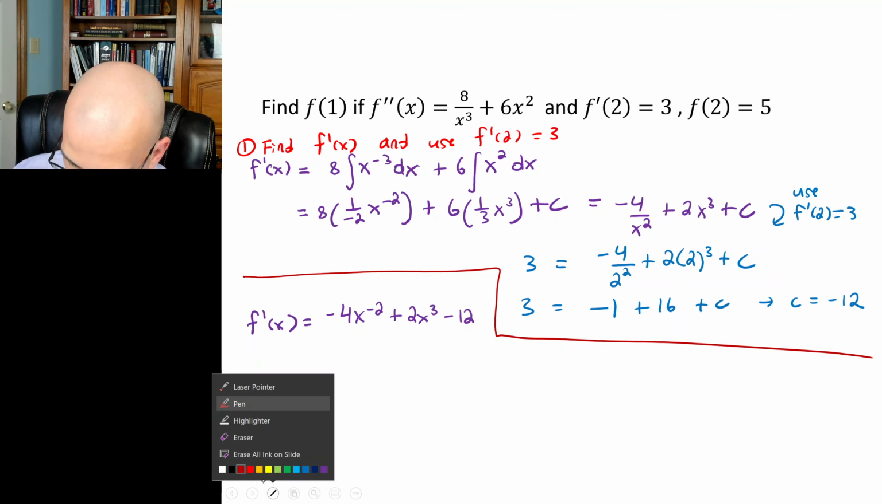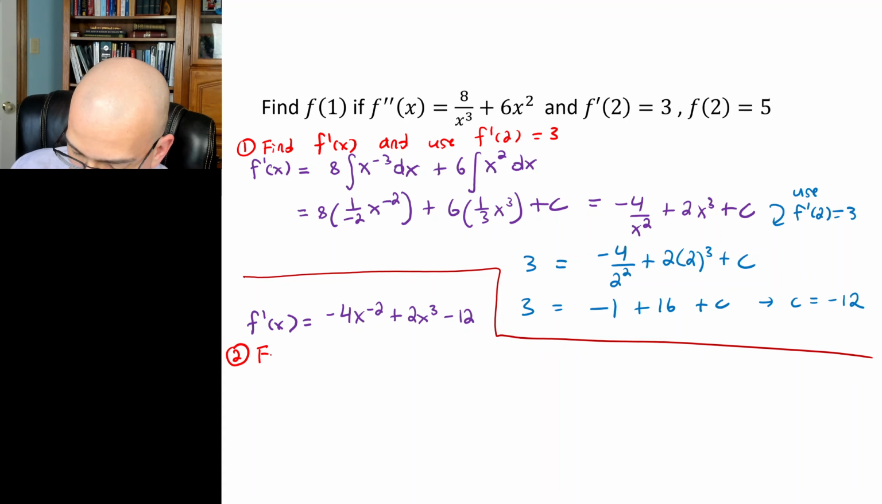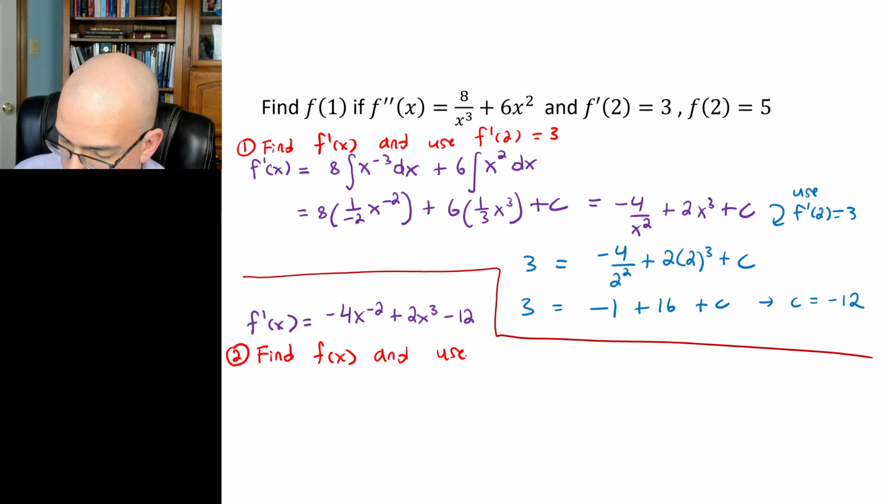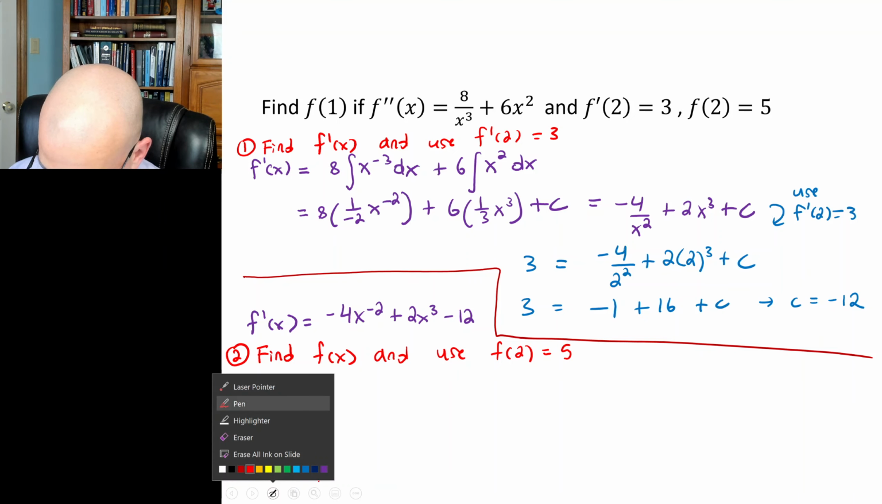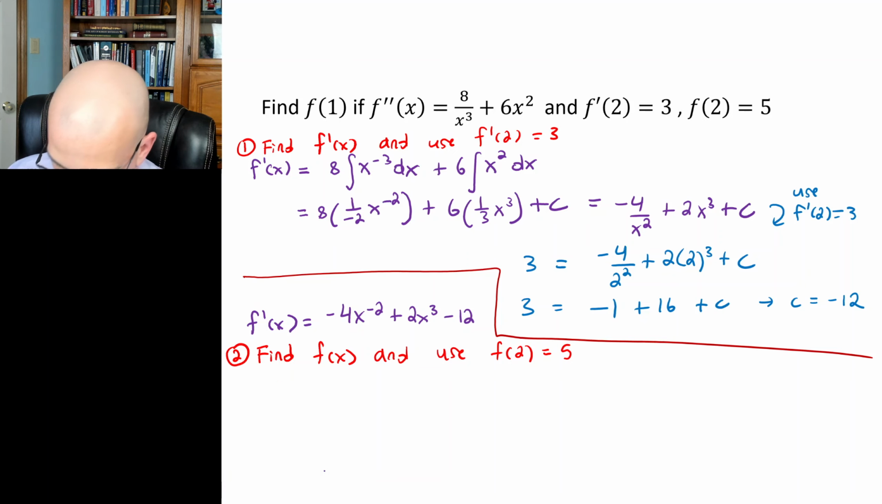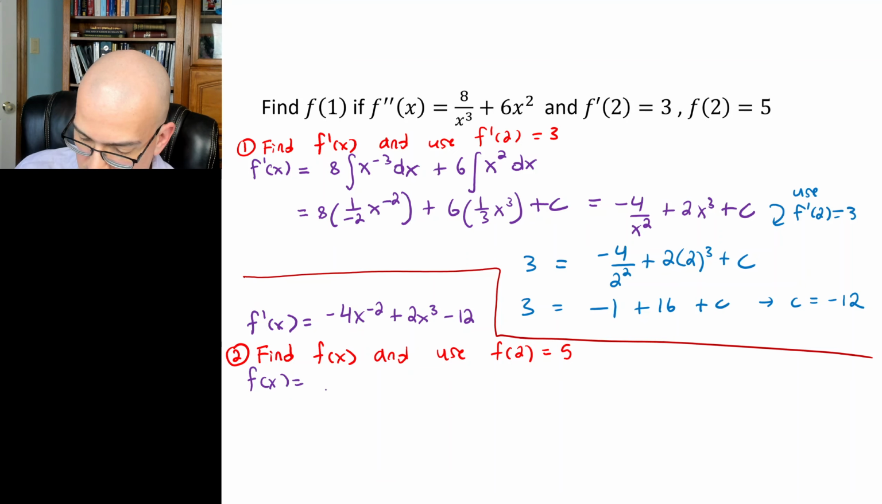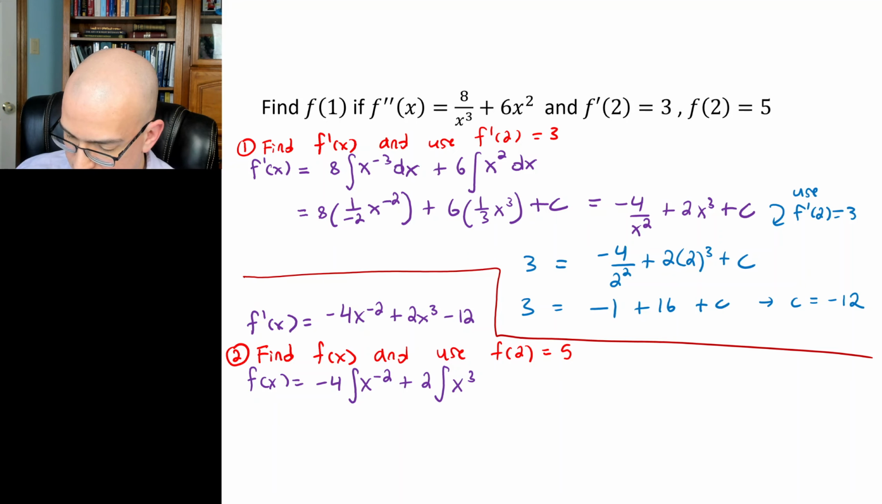Now we'll take the antiderivative of that. So step 2, find f of x and use f of 2 is equal to 5. Okay, so f of x is going to be negative 4 times the antiderivative of x to the power of negative 2, plus 2 antiderivative of x to the positive 3, minus antiderivative of 12. And I almost forgot my dx's.